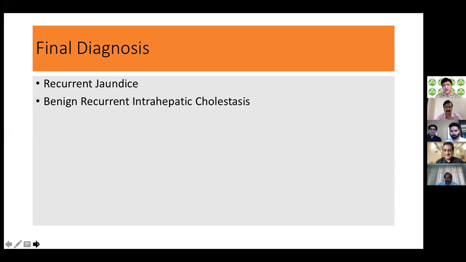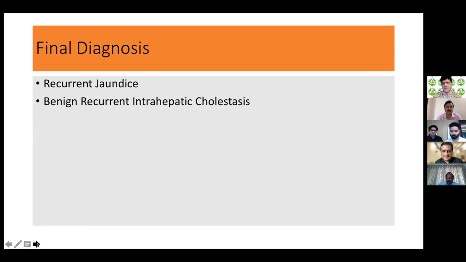Whether it was BRIC 1 or BRIC 2, short of gene mutations, it will not be possible for us to tell that. But since there are no gallstones and various other things, and BRIC 1 being more common, I think we'll put more money on BRIC 1 here. And how was he treated over time? He was treated with ursodeoxycholic acid. Luckily, he didn't require any plasma exchange or bile diversion treatment. And his second episode has also settled.